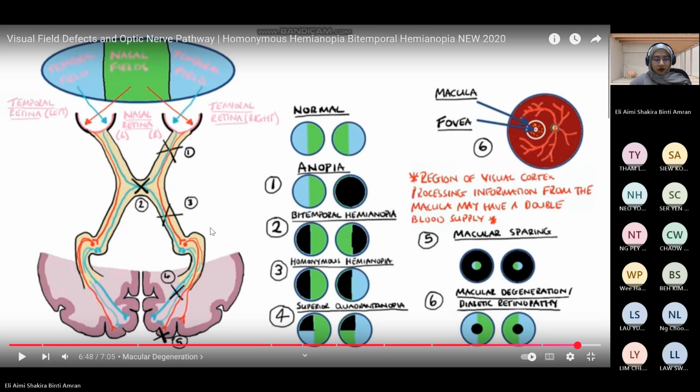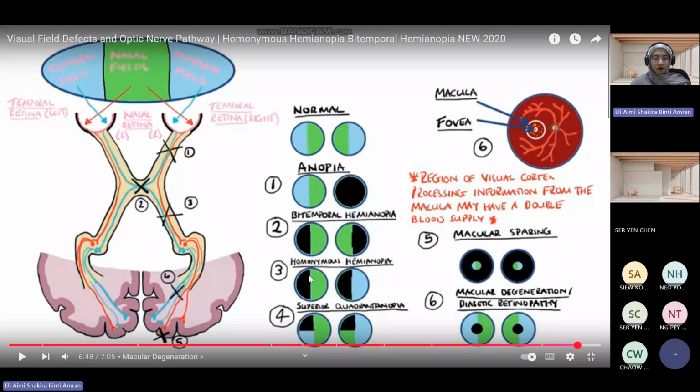The third is the optic tract. An optic tract lesion will cause homonymous hemianopia. So the temporal side of the left eye and the nasal side of the right eye will be gone. This can be caused by a stroke, any abnormal growth, or any traumatic brain injury from accidents or brain trauma.